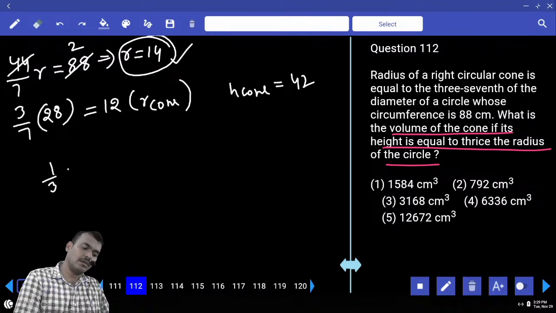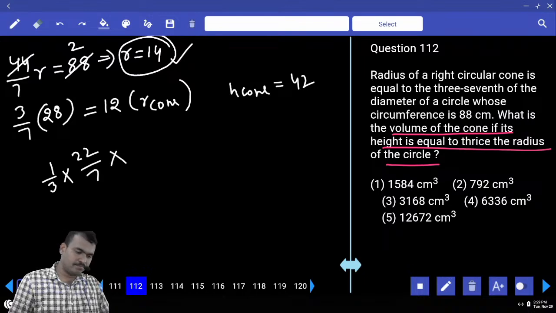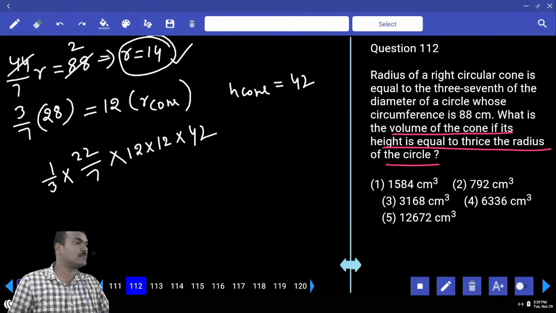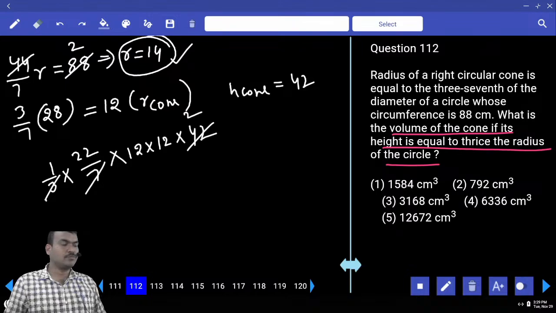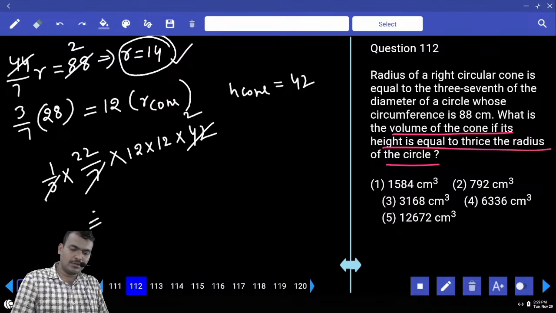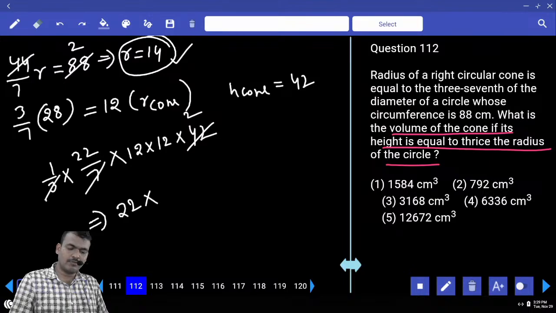What is the volume of a cone? 1 by 3 pi r square h, or not? Pi is nothing but 22 by 7. What is the r square? What is the r value? 12 into 12. What is the height value? 42 or not? 3 into 7, 21. 21 how many times? 2 times or not? 22 into 144 into 2 or not?